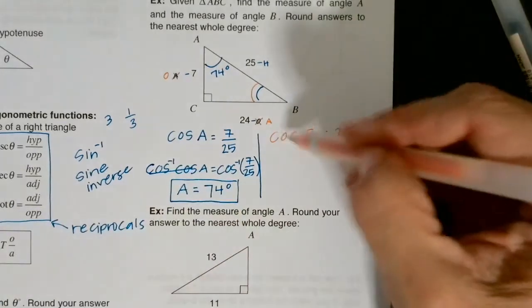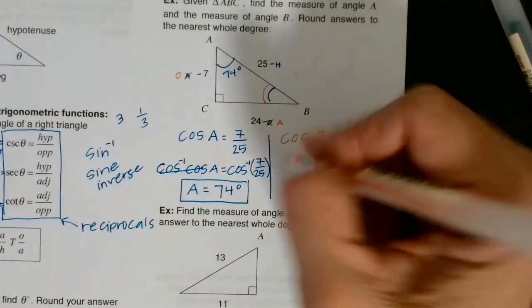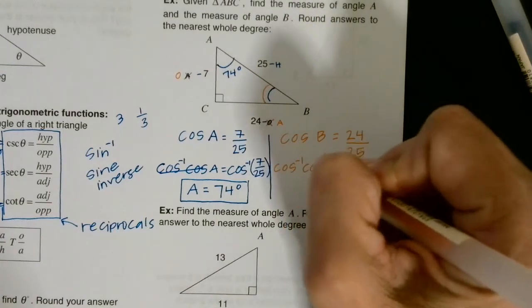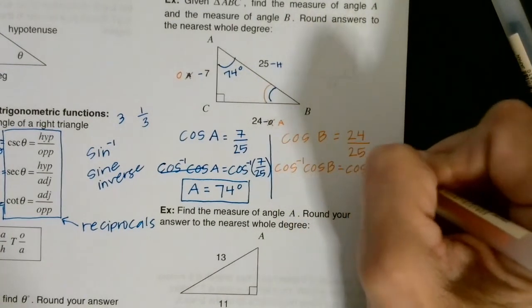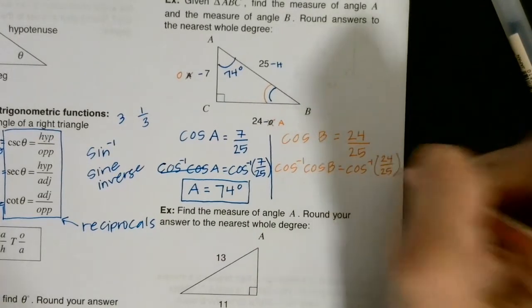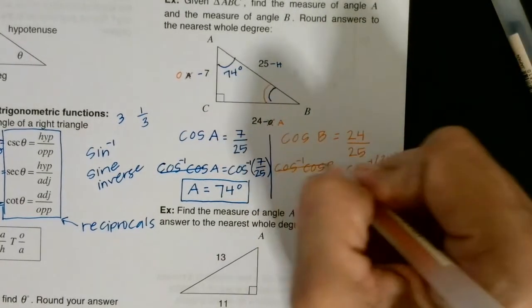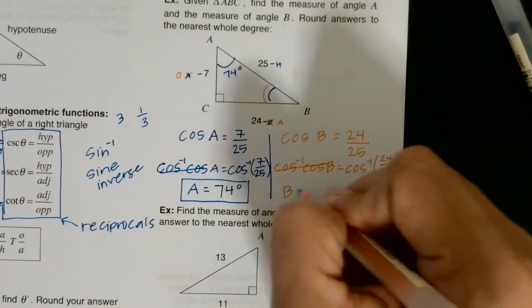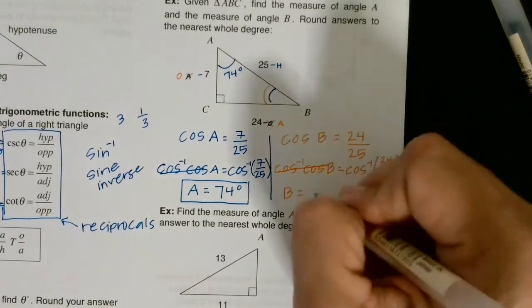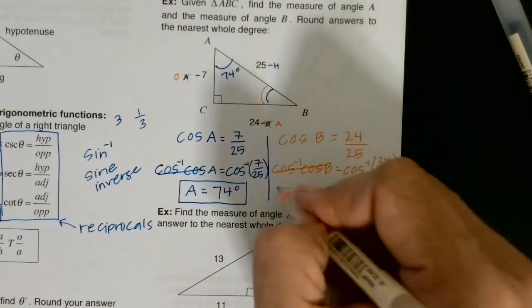How do I undo the cosine so that we can get B by itself? I take the cosine inverse. And then I plug that into my calculator. So notice the B doesn't cancel, it's just the two cosines are being undone, and I get 16 degrees.